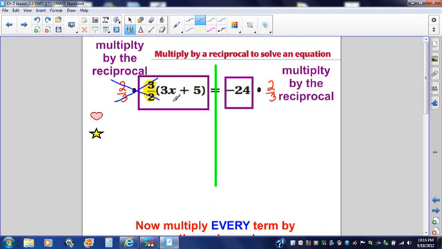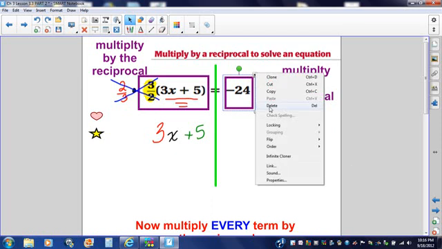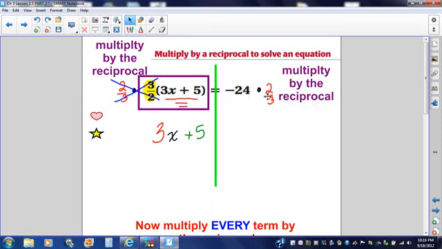What am I left with? I'm left with 3x plus 5. So I'm going to write 3x plus 5. You don't need the parentheses anymore. Now, let's do the right side. I am going to multiply -24 by 2/3.